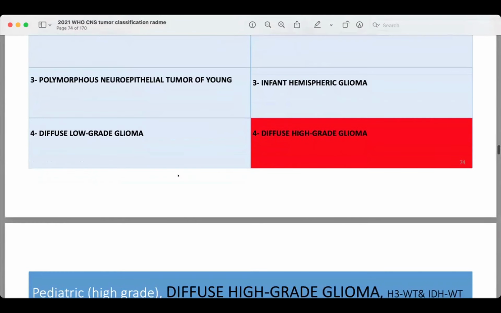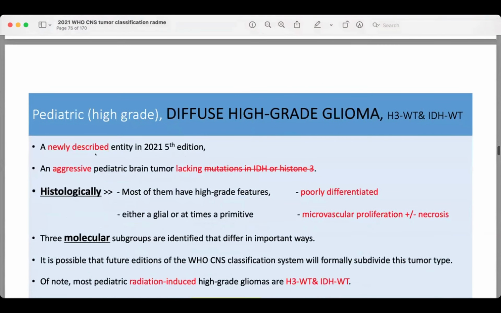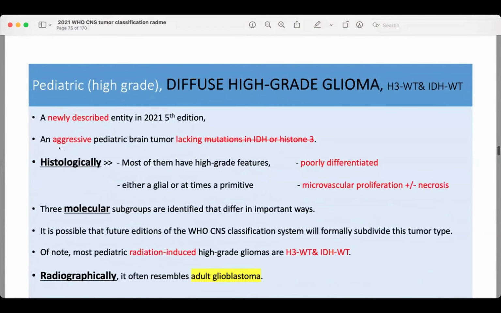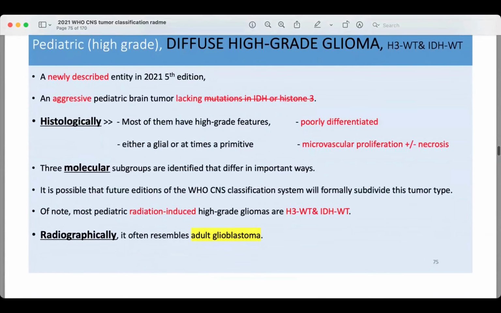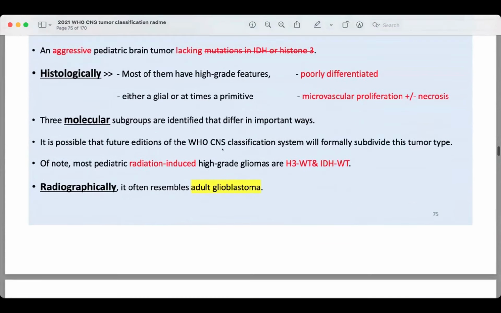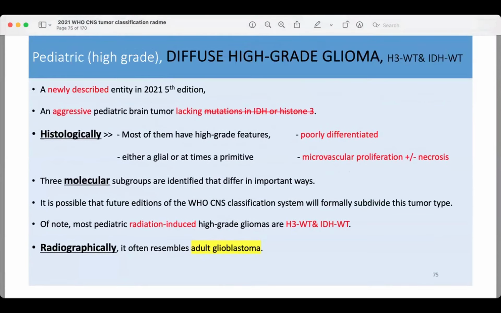And the last one will be the diffuse high-grade glioma, and it is newly described in the 5th edition. It is aggressive, but also lacks the mutations of the IDH or the histone 3. Histologically, it is poorly differentiated. It has microvascular proliferation and necrosis. Of note, most pediatric radiation-induced high-grade gliomas contain a certain type of mutation. So if it is radiation induced, it will have this certain type of mutations. If it is de novo, it will be lacking this certain type of mutations.